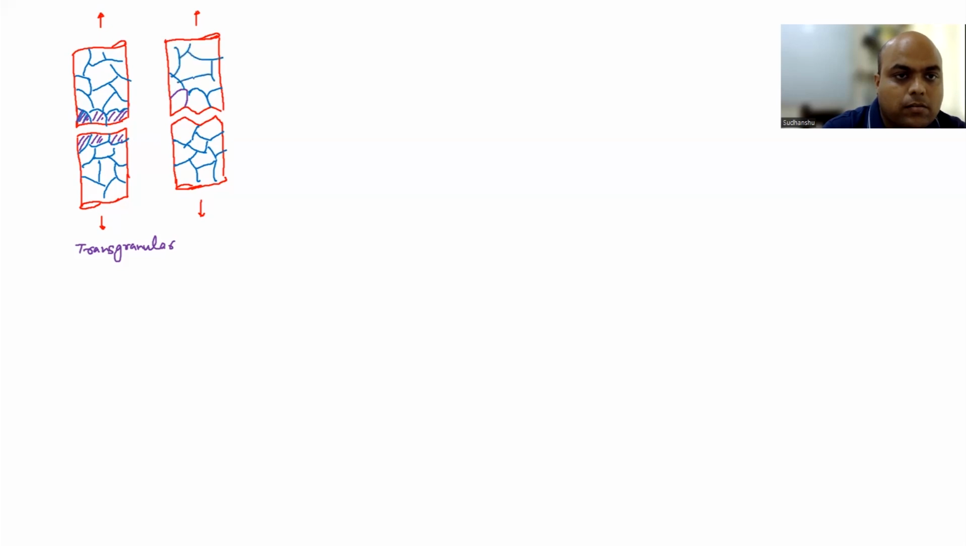Something like this. Okay, so these are your grains here, I am marking in purple. So these are your separate grains. And the black lines are your grain boundaries. Okay. So you have a crack which is propagating through the grain boundary. So this is intergranular.